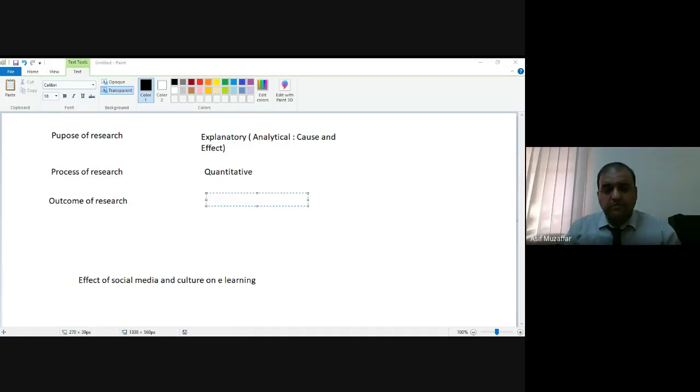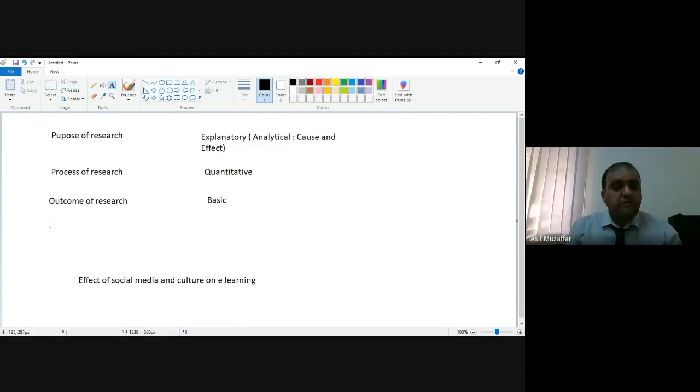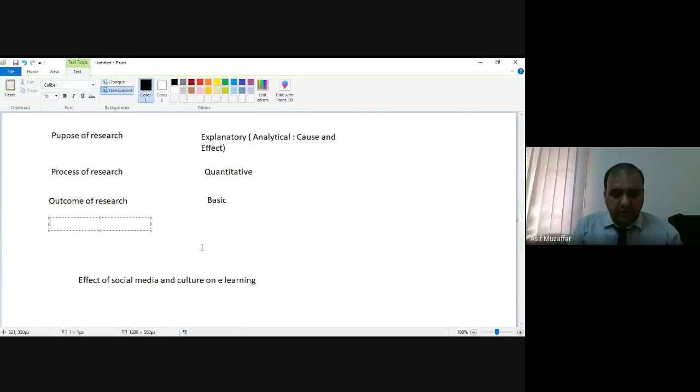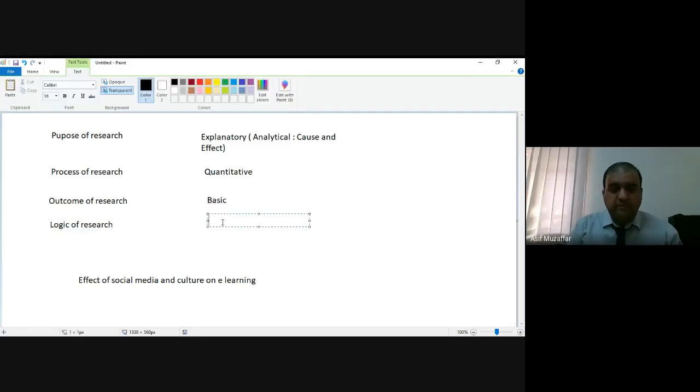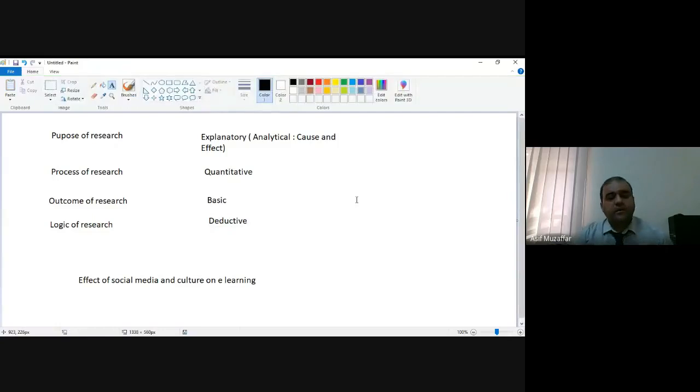Good. So this is basic. For this topic, this is basic. It can be applied, but here in this case, for this topic, this is basic research. Very good. Now the last one is the logic of research. The logic of research will always be, if it is explanatory, it will always be deductive. This is the whole classification of my research based on this topic.